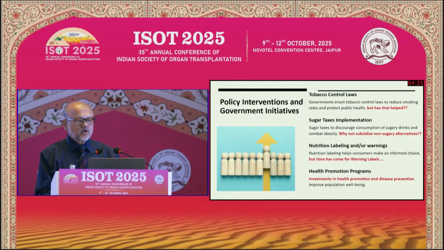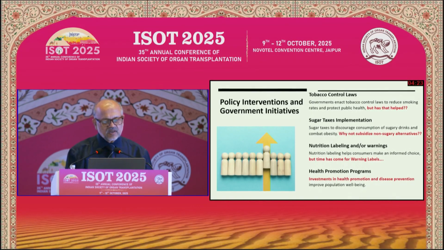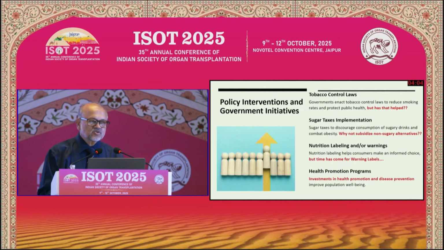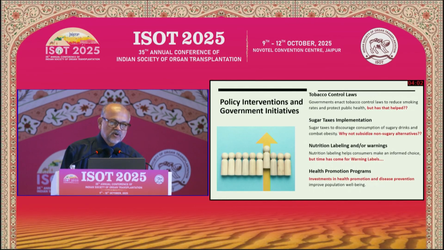So we come to policy interventions and government initiatives. As I had talked about lobbies, tobacco control laws have been there. They have not really contributed much. In the vicinity of schools, in the vicinity of teaching institutions, you still find tobacco sold. Although there is a law that within 1 kilometer of a teaching institution, there should not be a shop selling tobacco or tobacco products, you don't find that happening.